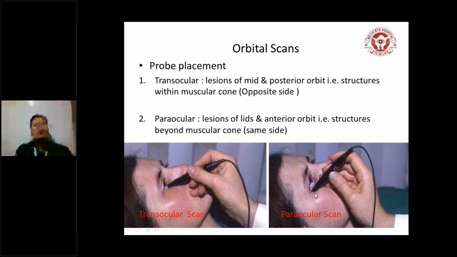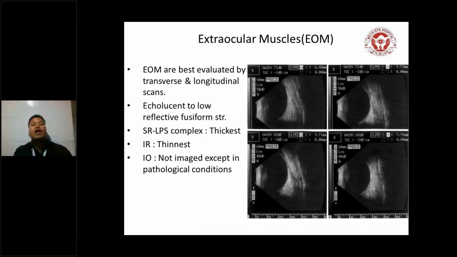Extraocular muscles are best evaluated by transverse and longitudinal scans. Extraocular muscles appear as low reflective fusiform structures. We know the superior rectus and lateral rectus complex is thick, and the inferior is thinnest, and because of its coarse and very small structure, the inferior orbit is not imaged except in pathological conditions. For extraocular muscle measurement, we should take log gain, and we have to measure the distance where it is maximum.